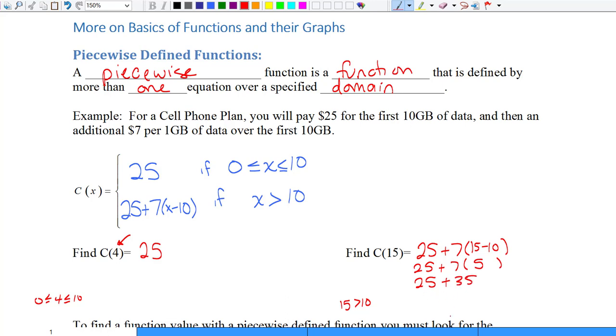So that gets you, let's see, 60. So therefore, C of 15 is 60. So thinking about this, $7 per 1 gigabyte is not so good, especially if you can get 10 for 25. So this is probably not the best plan, depending on how much data you use. But nonetheless, that is how you use piecewise functions.